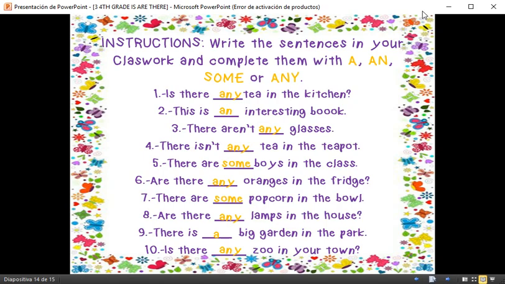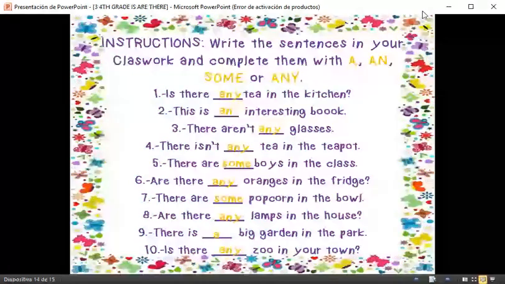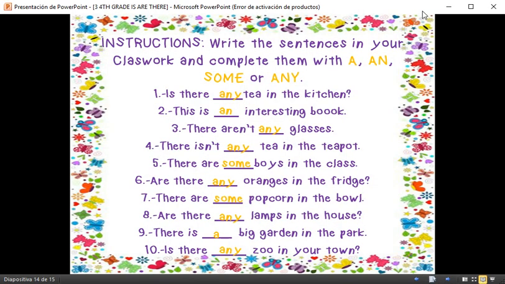Okay, very good. So I hope you got the correct answers. If you didn't, please in this moment correct them. Remember, if you have any question, you can write down the question in your classwork and in the class we can answer these questions, okay?